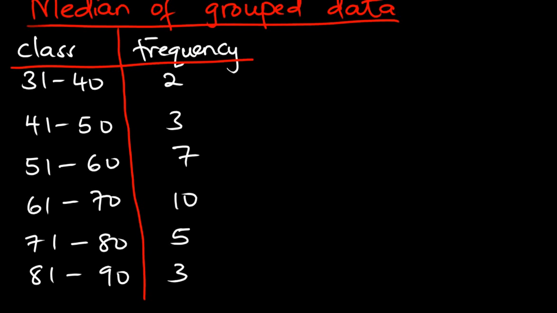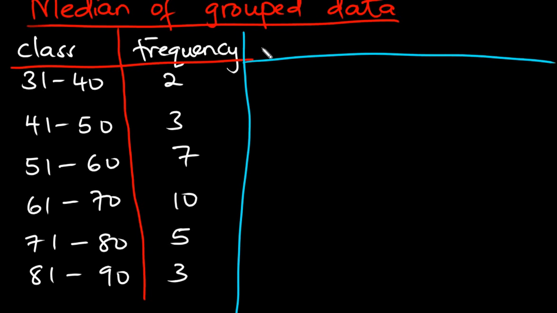The first thing that we need to do is to create another column, and we're going to name it CF. CF stands for cumulative frequency. What we do with this cumulative frequency is that we go adding the frequency, moving downwards, adding the frequency to the next.